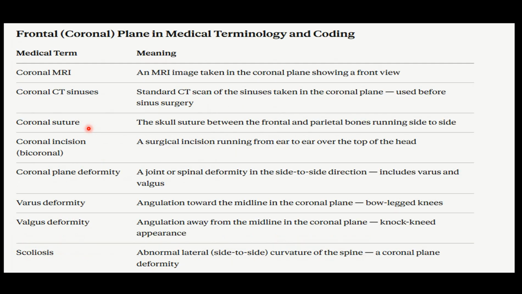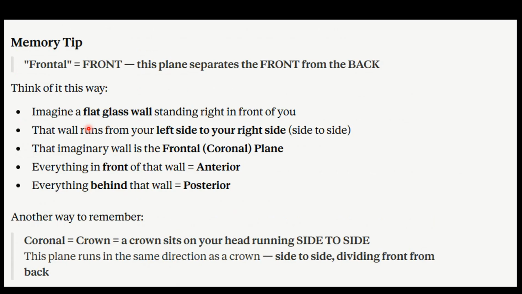Okay, now we have learned so many things, so how will we keep it in mind? First trick is frontal, start with front, that means this is a plane that separates the front and back. Imagine a flat glass wall standing right in front of you. The wall runs from your left side to right side, side to side. That imaginary wall is the frontal coronal plane. Everything in front of the wall is anterior, and everything behind that wall is posterior.